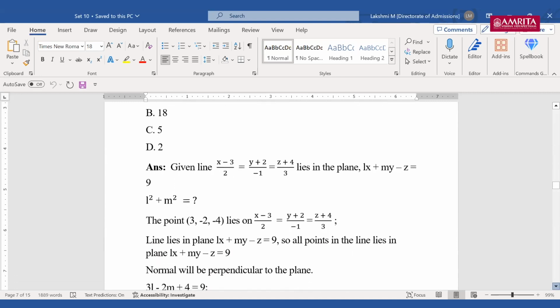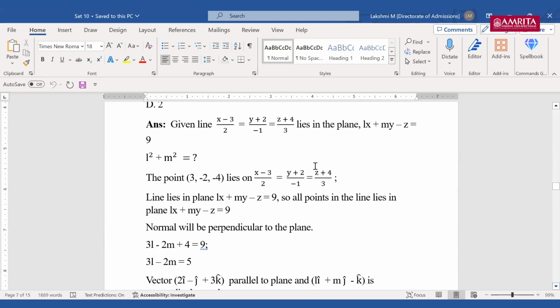So whatever is given in the question, I have just noted down. And I know as this line is on the plane, this point is already lying in the plane, right? So 3, minus 2 and minus 4 lies in the plane. So if I have this, then I'll be able to find the equation. It will be 3L minus 2M plus 4 is equal to 9. So 9 minus 4, it's 5. I have 3L minus 2M is equal to 5.